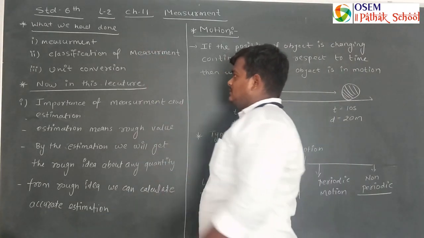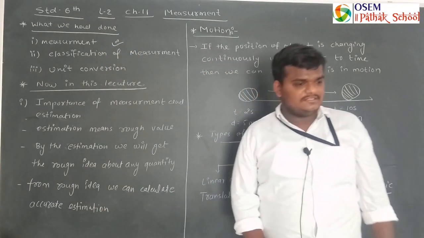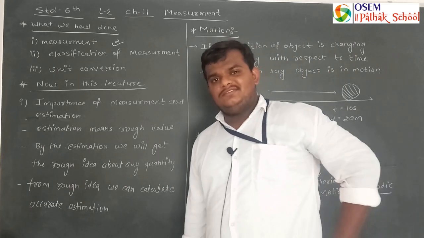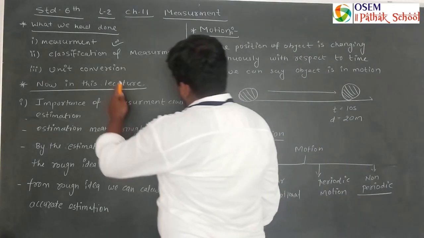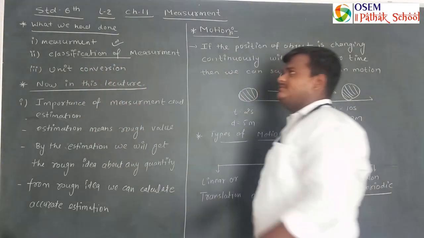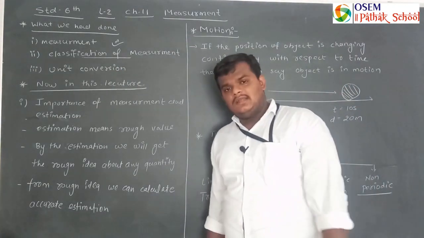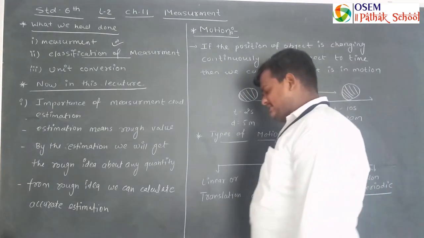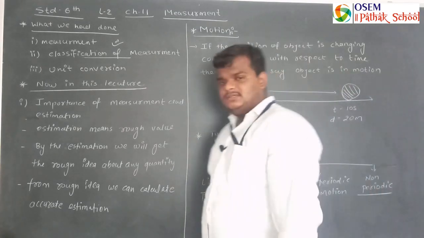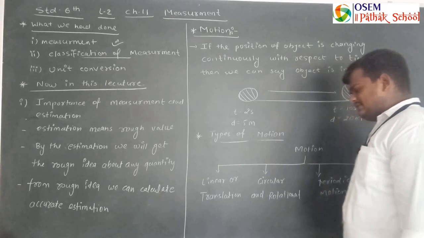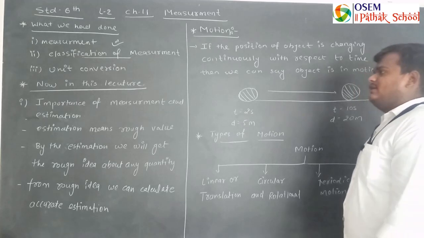In the first lecture we completed what is measurement. Measurement can be defined as to measure the quantity. For measuring any quantity, measurement is used. After that we discussed the classifications of measurement, on the traditional basis and on the standard basis. In the traditional basis, there are 4 to 5 types of units: cubit, fathom, etc., that we discussed in lecture number 1.